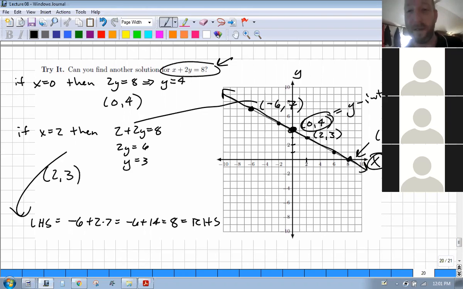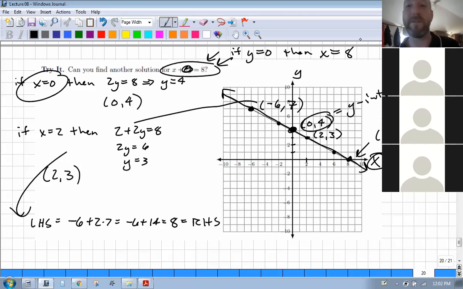That's the point where it crosses the y-axis. So those are important. Those are the easy ones, because you can plug in 0 for one variable. It's easy to find the other. So if we're looking at this equation, we did it twice. We said, what if x is 0? Then it's really easy to find out what the y is. Likewise, you could say, what if y is 0? Then, boom, you have x equals 8. Those two are easy to find.